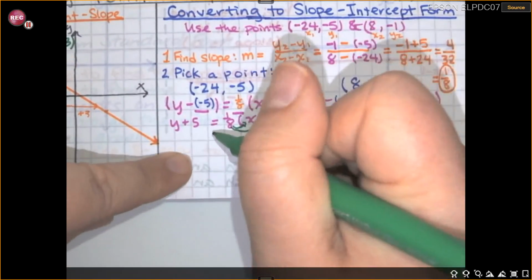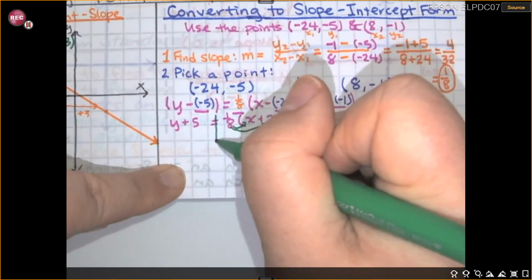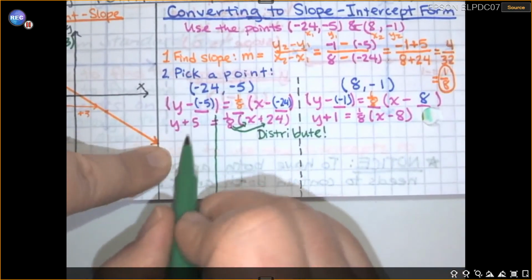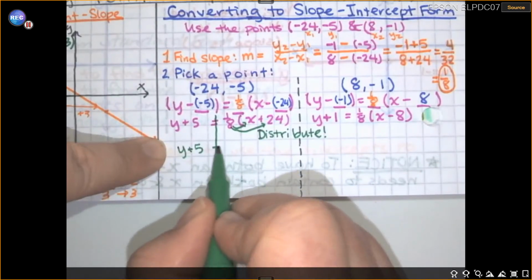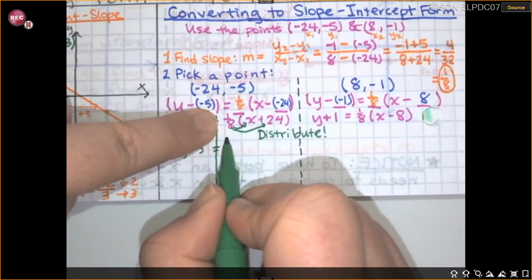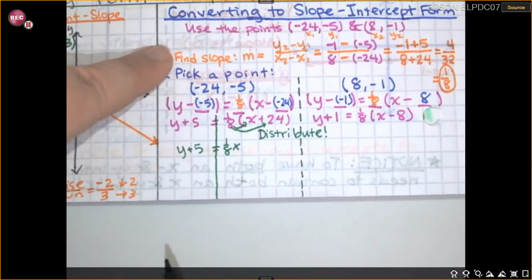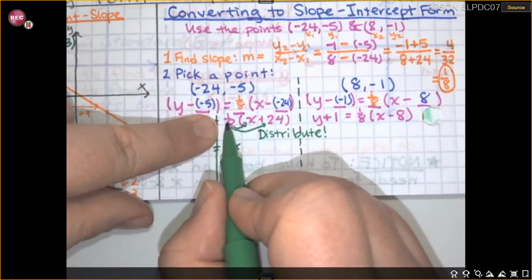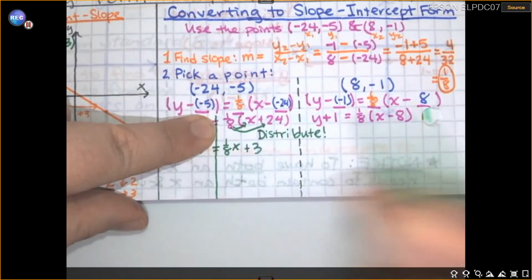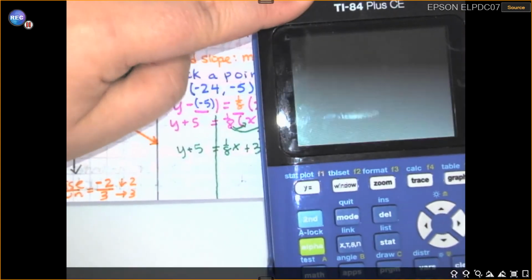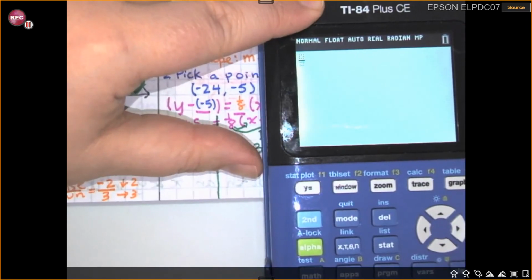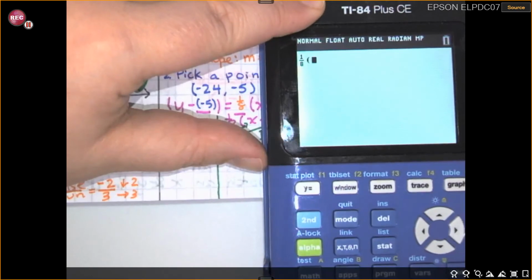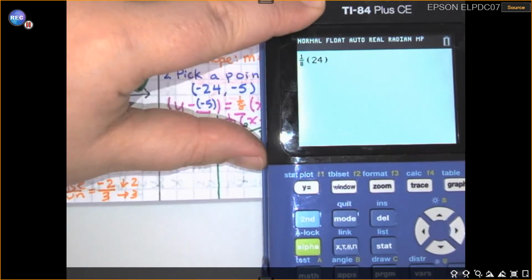So notice that this side's not going to change at all because there's nothing to distribute over here. So we still have y plus 5 equals, and the easy part is 1/8 times x is just 1/8 x. But then you have to say, okay, well, what's 1/8 of 24? I know that that's 3, but if you don't know, again, on your calculator, alpha y equals, enter, you can do 1/8 times 24. Enter.